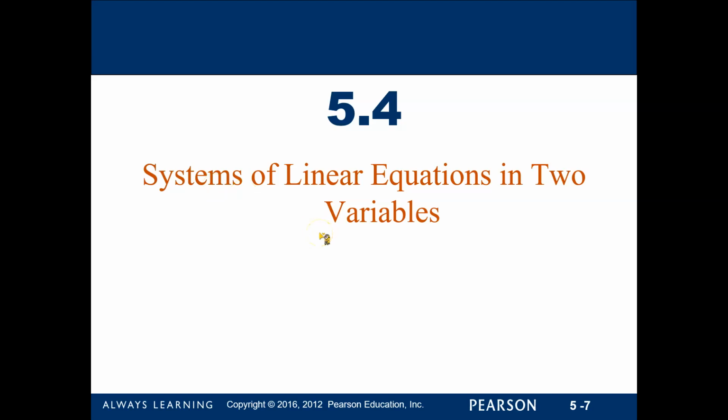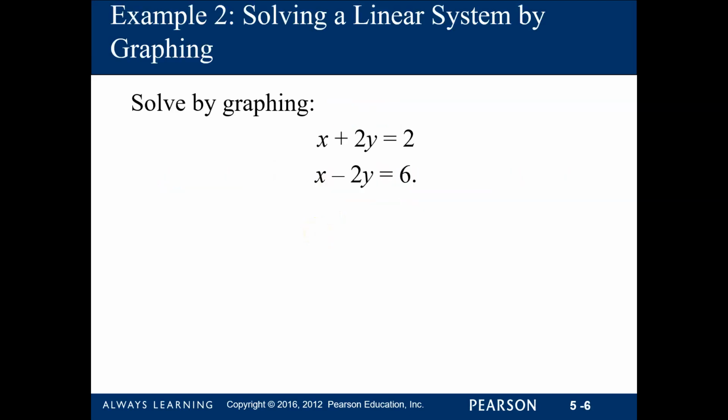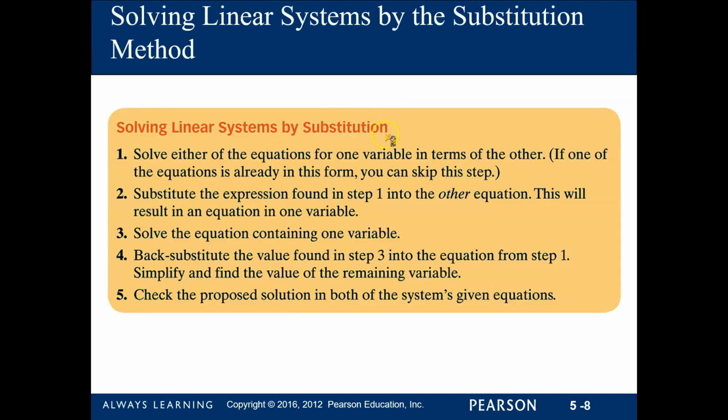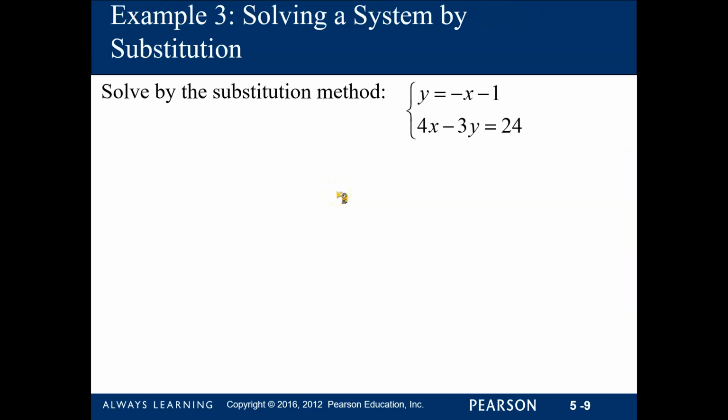Let's continue our discussion on lesson 5.4, solving systems of equations in two variables. And this time we'll be working on the algebraic part of solving systems, and that would be by substitution and by elimination. So pretty much these are the steps when solving systems of equations using substitution, but instead of me going over these steps, I'll just explain it to you while we work on an example, all right?